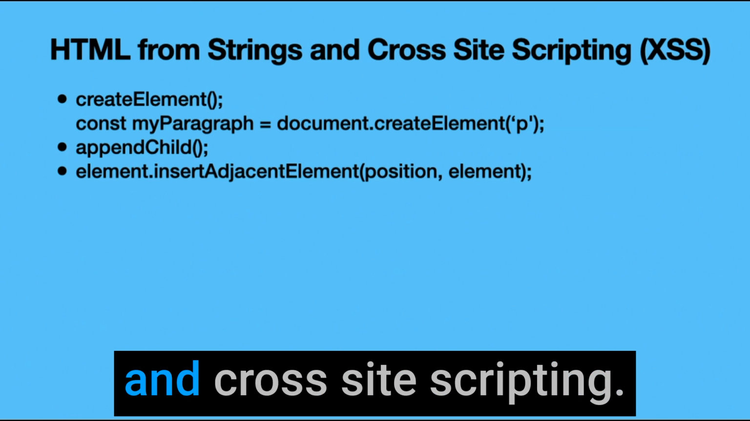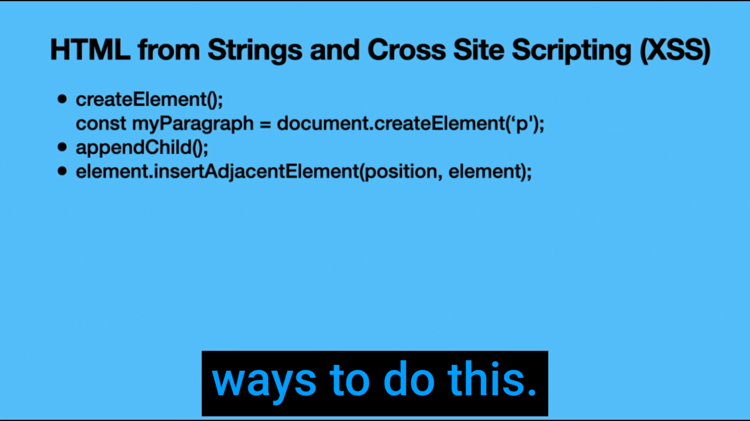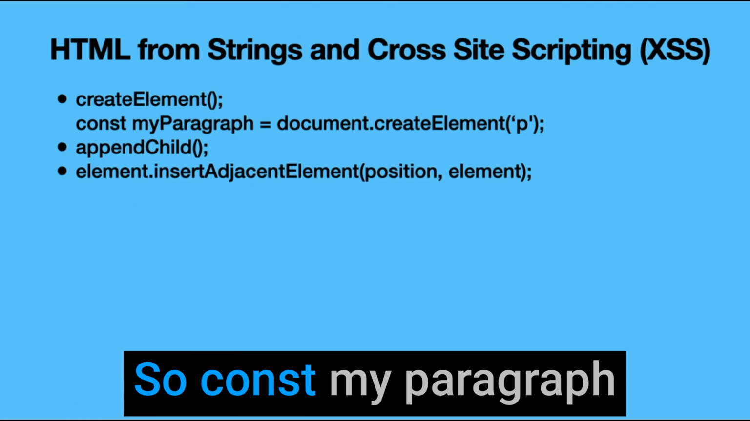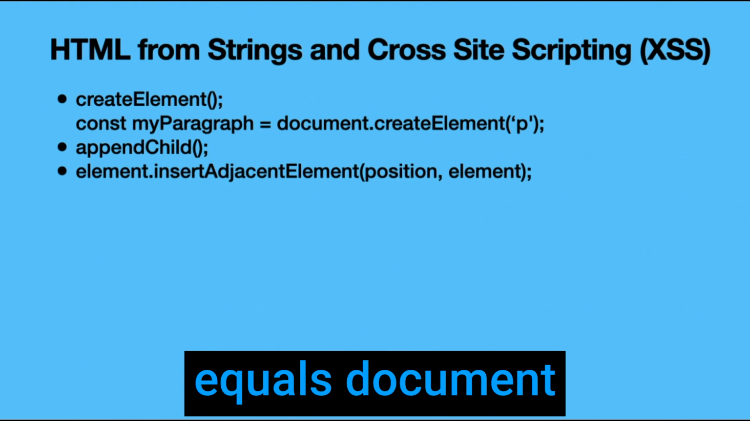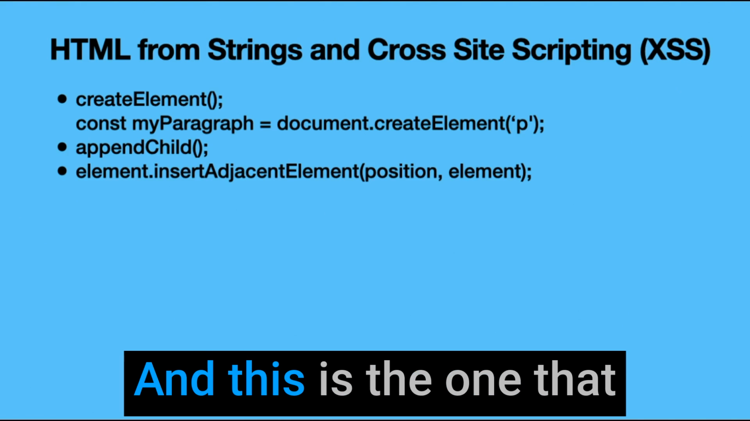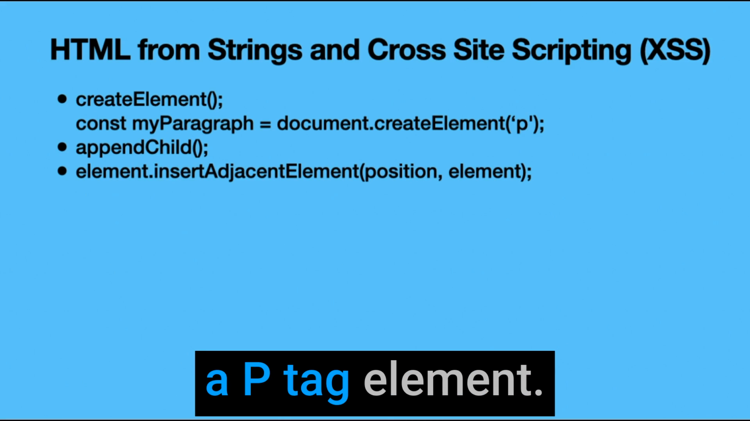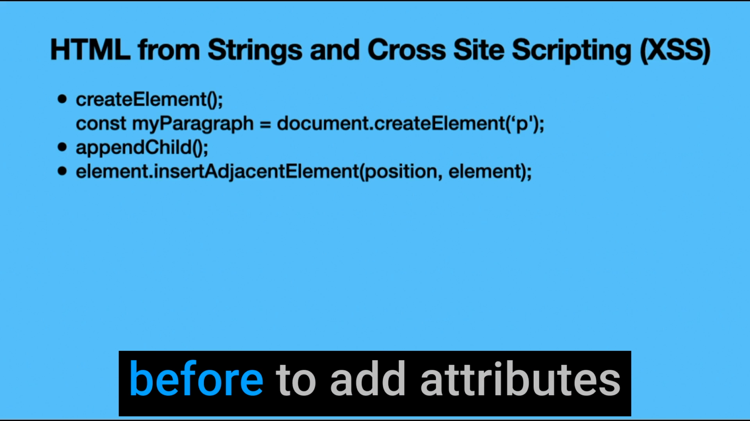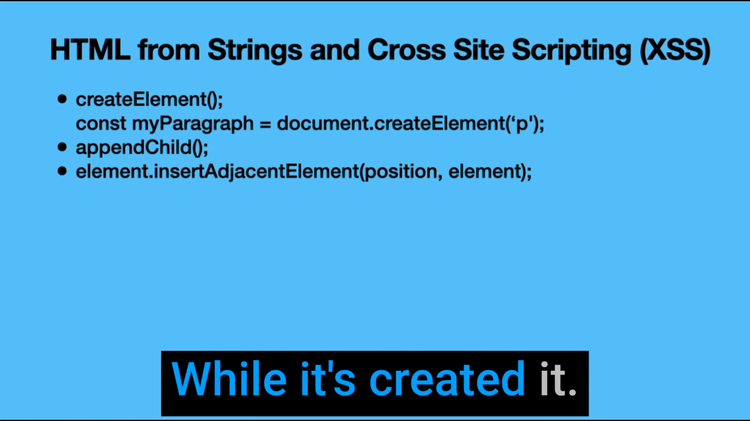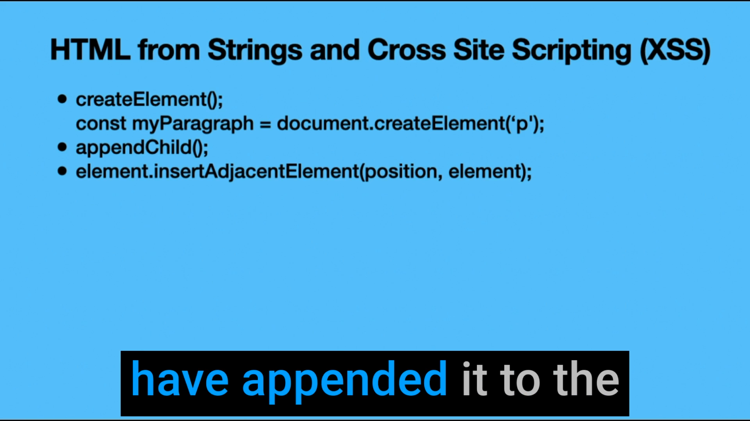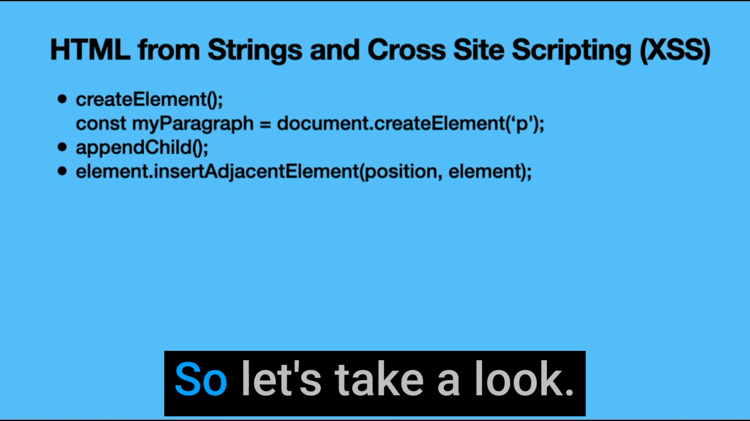Lastly, HTML from strings and cross-site scripting. There's 3 ways to do this. The most common way is using createElement. So const myParagraph equals document.createElement. This is the most common method of creating HTML elements, and this is the one that specifically creates a p tag element. You can use the attribute section that we talked about before to add attributes to that element. While it's created, it won't show on the page until you have appended it to the DOM, but there's others. So let's take a look.